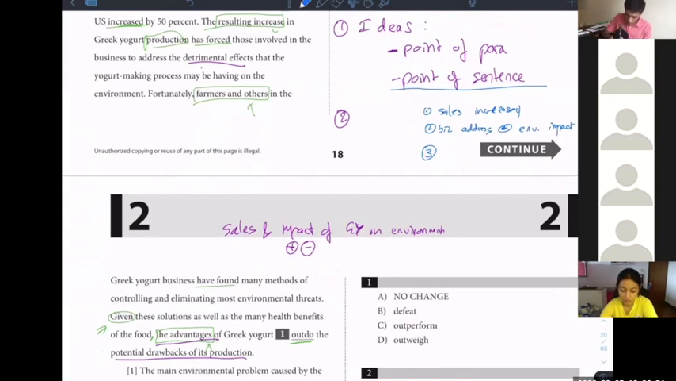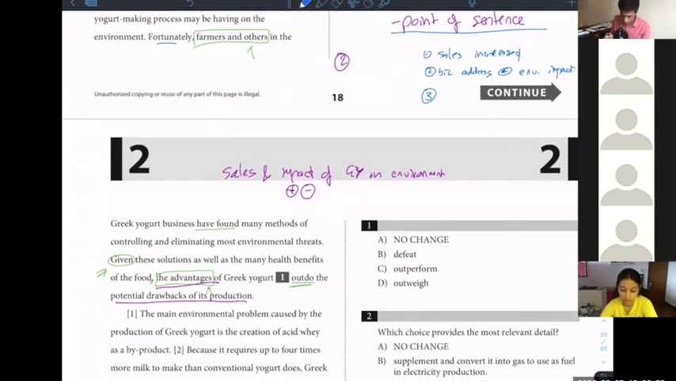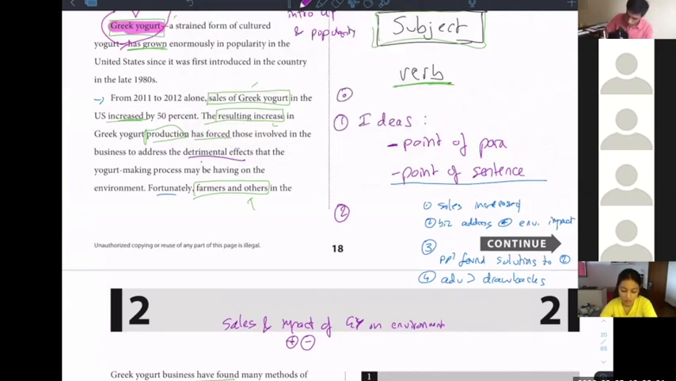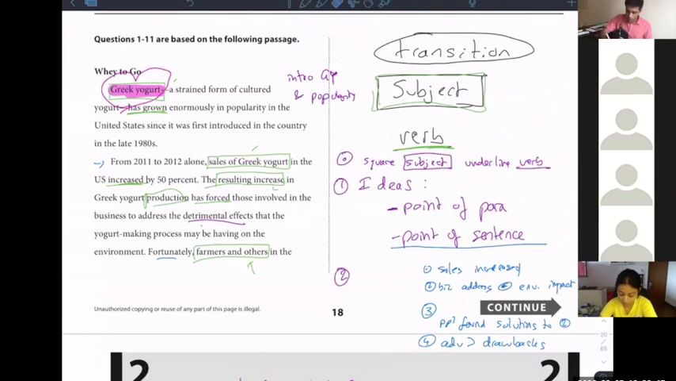Number 3: fortunately, something good, farmers and others in the Greek yogurt business have found many methods of controlling and eliminating most environmental threats. So 3, people found solutions to problems in 2. And 4: given these solutions, as well as the many health benefits of the food, the advantages of Greek yogurt outdo the potential drawbacks. So therefore, advantages is greater than drawbacks, okay? So in our toolkit, let me also write this one down. This is 0, 0.0. 0 is square subject, underline verb.